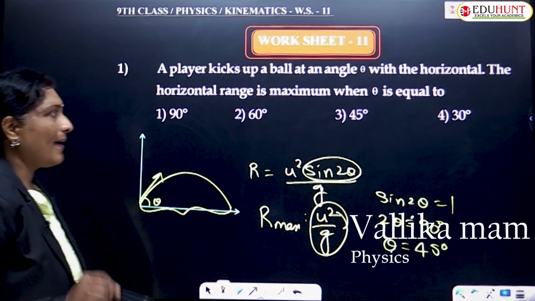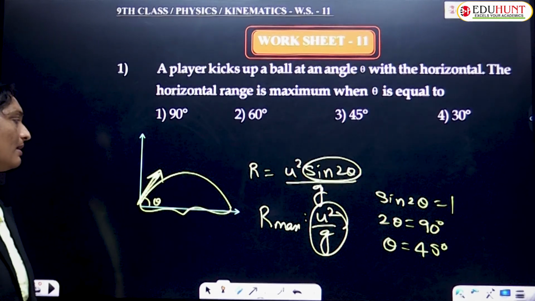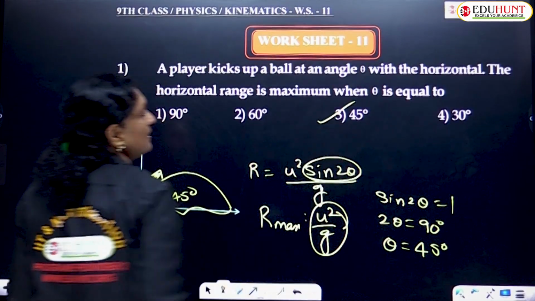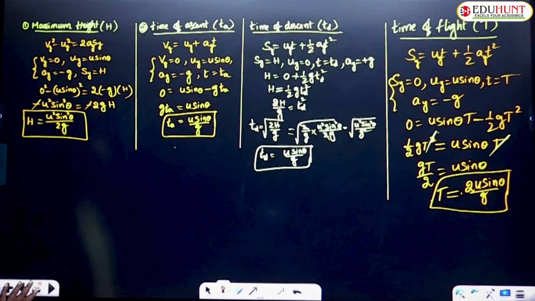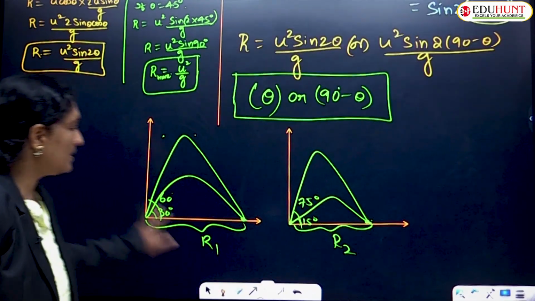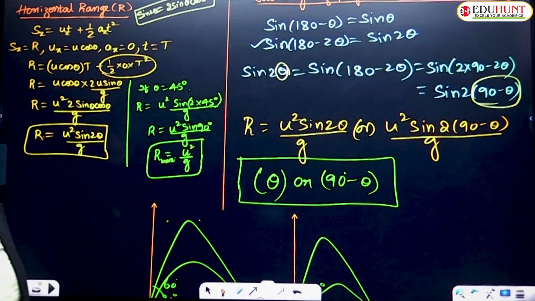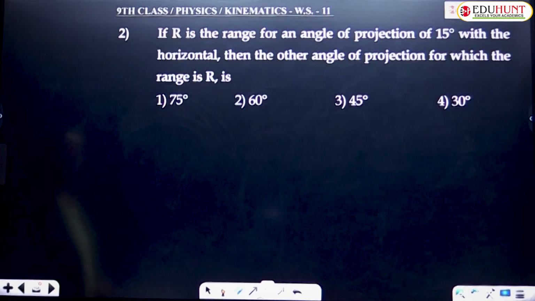So you'll get the maximum range whenever the body is thrown with an angle of 45 degrees. So your answer must be the third option. Horizontal range is maximum whenever theta is equal to 45 degrees. So this is what I have explained here. For theta equals 45 degrees, you'll get the maximum range. Is that clear, children? Well, moving to the next question.